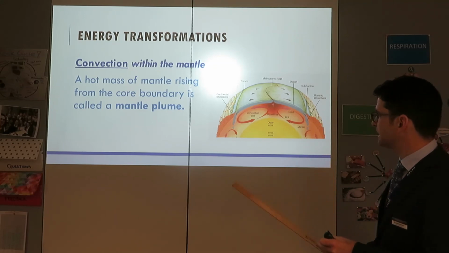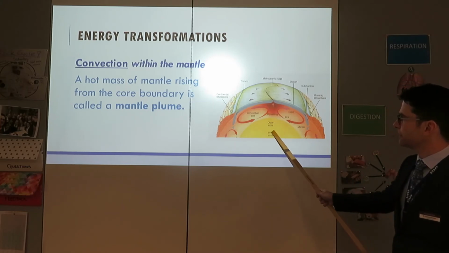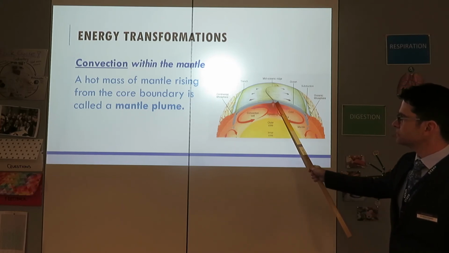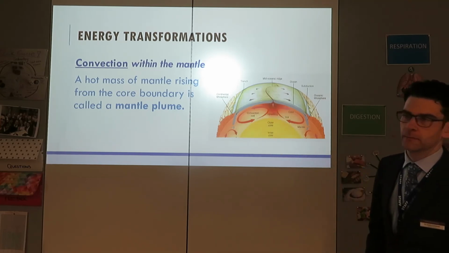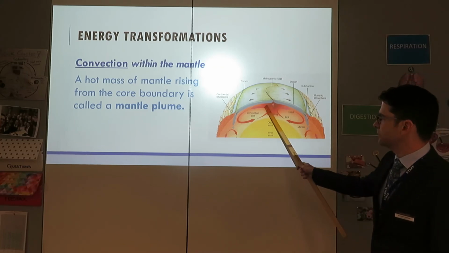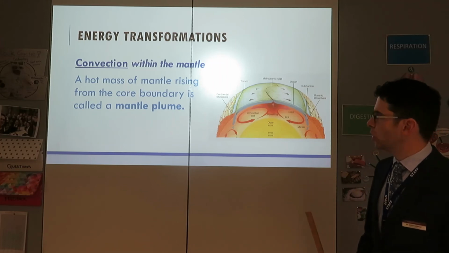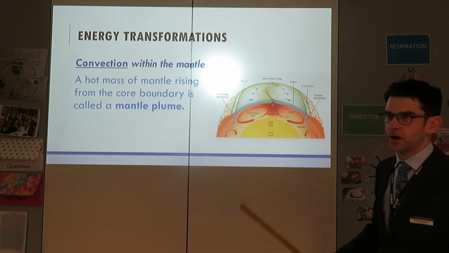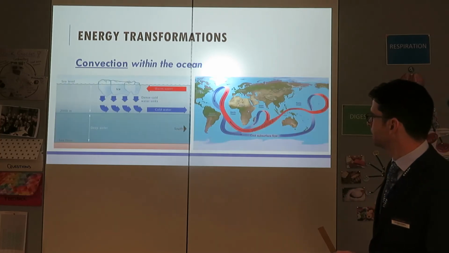But it all comes down to this convection cell process where we have material being pushed up and pushed to the side, and then going up and down over time. Now, this process of pushing the warmer mantle up is called a mantle plume. It plumes, or rises up, from the bottom.